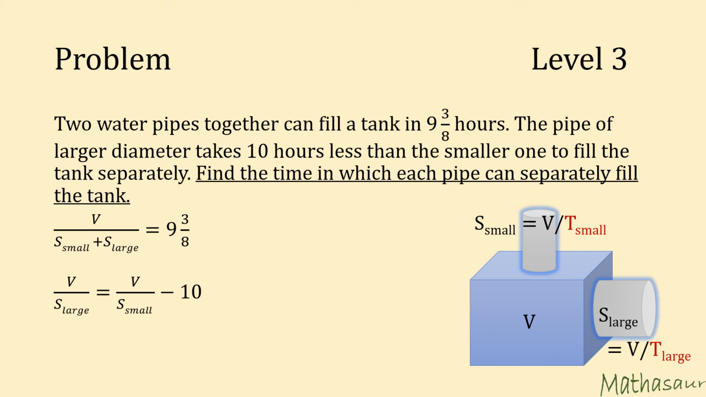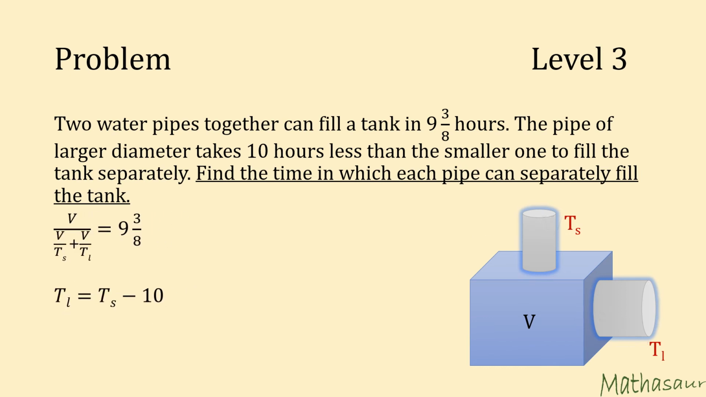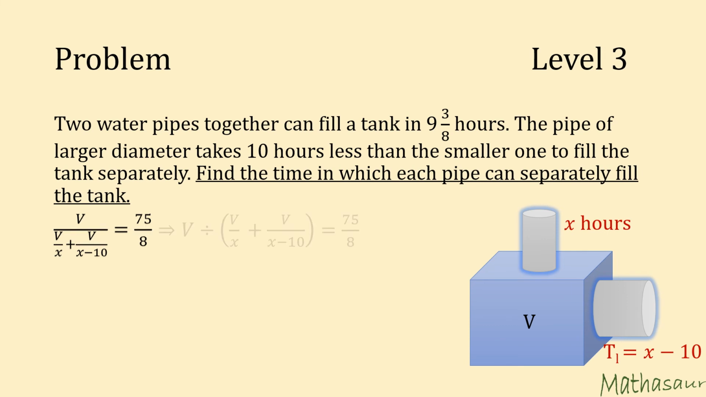We could rearrange the terms to find the value of S in terms of T. So S small is equal to V by Ts and S large is equal to V by TL. Now if we say that Ts, or time taken by smaller pipe, is X hours, then we are given that time taken by larger pipe would be X minus 10. Let us substitute these values and simplify.